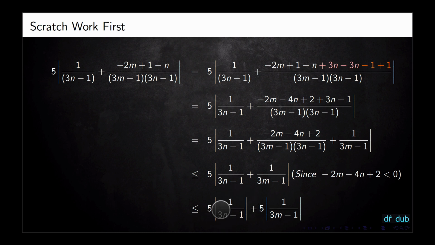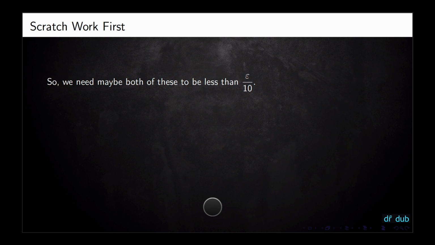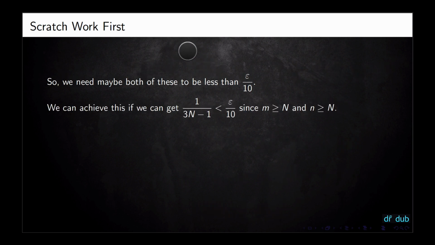Probably what I should do is make both of these less than epsilon over 10, because I have a 5 multiplied onto each one. So just make both of those less than epsilon over 10. How can we do that? We can do that if we make it work for capital N, because little m and little n are both greater than capital N.